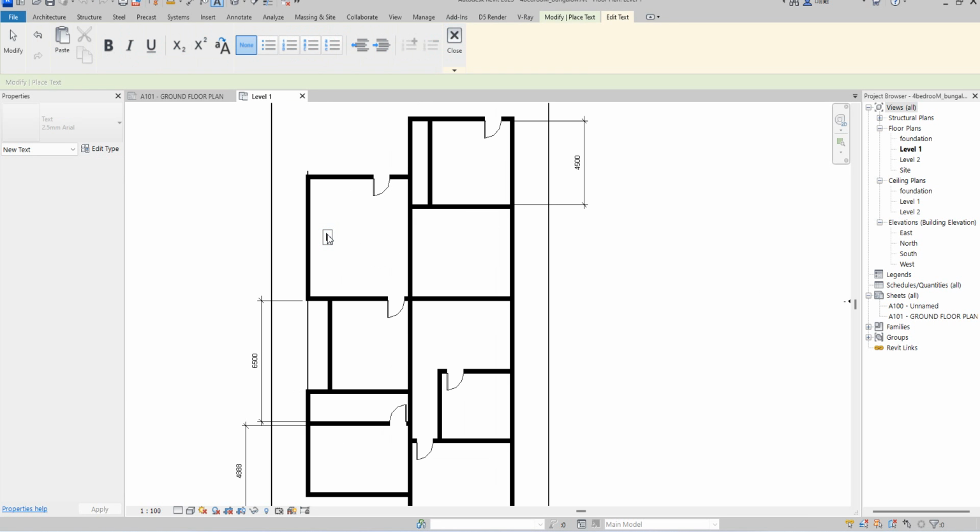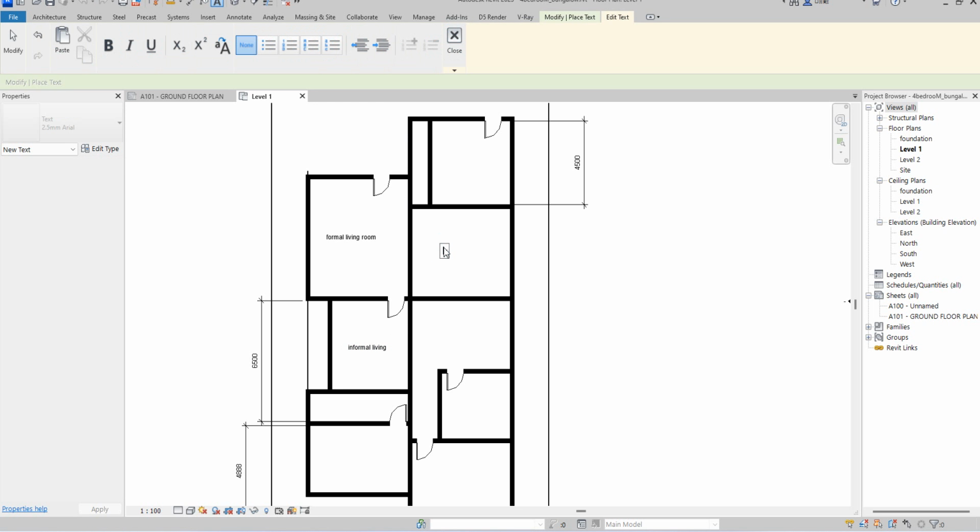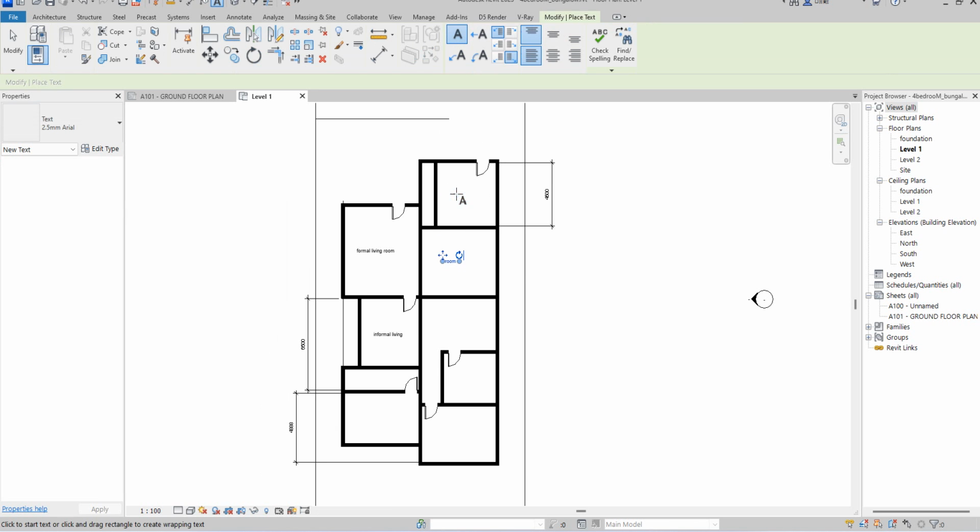So I'm going to call this one, I'll call it what? Formal living room. Okay, and this one is what? Informal living room. Informal living. So just get those influences together before we proceed and do something. Something can still change drastically among them. But now we're going to have another room.